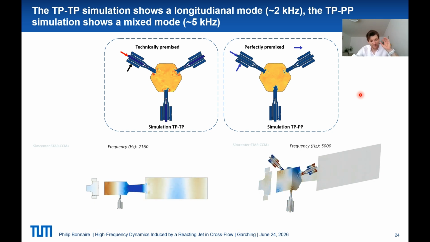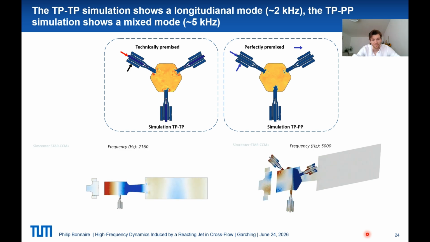So the first longitudinal mode, which was present in the experiments, was also present in a large eddy simulation. But the second case, where we just injected a perfectly premixed mixture in the second stage, still showed thermoacoustic instability, but at much higher frequency, around 5000 Hertz. And as you can see on the right hand side here, it was a transverse longitudinal mixed mode.